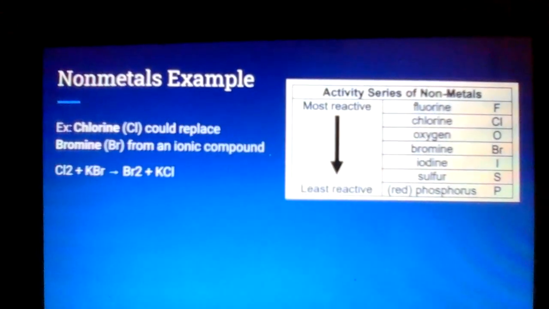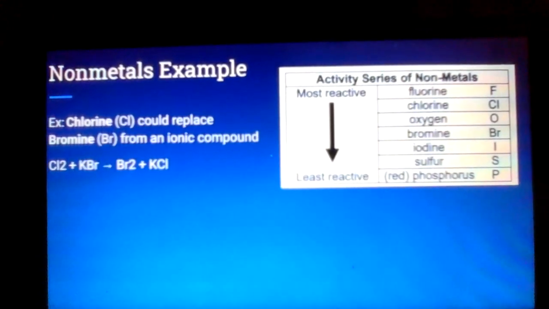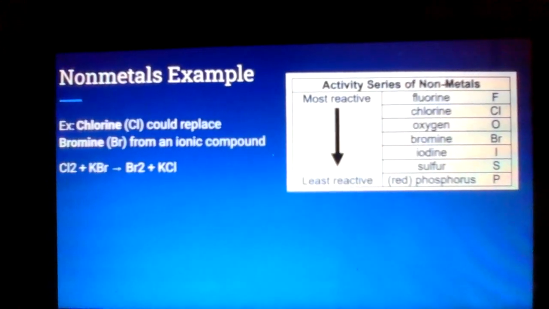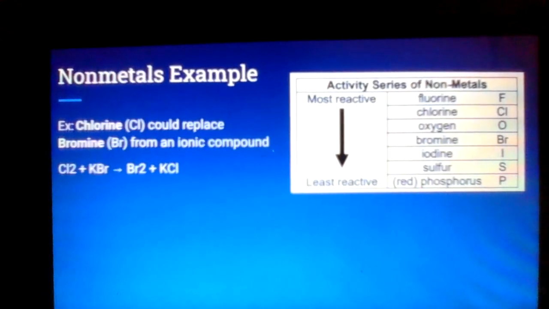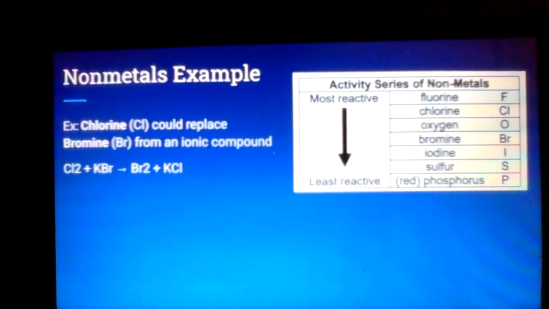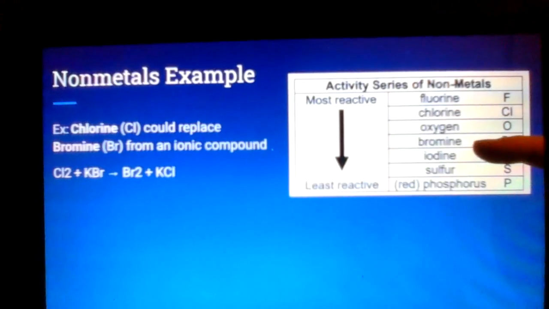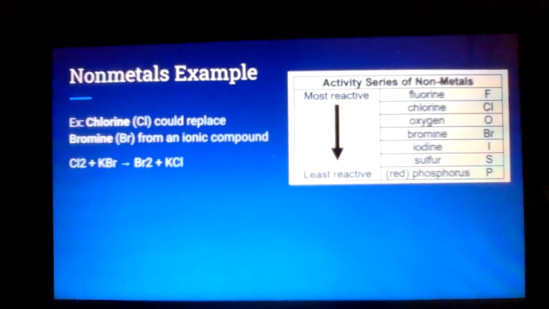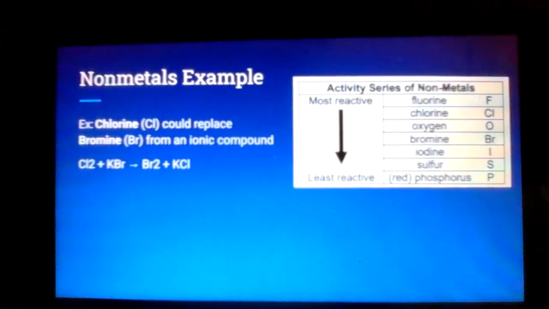Nonmetals example. Here's the blown up version of the activity series of the nonmetals, where the most reactive is fluorine, least reactive is phosphorus in this case. Chlorine could replace bromine from an ionic compound. Chlorine is more reactive than bromine. So chlorine plus potassium bromide will produce bromine plus potassium chloride.